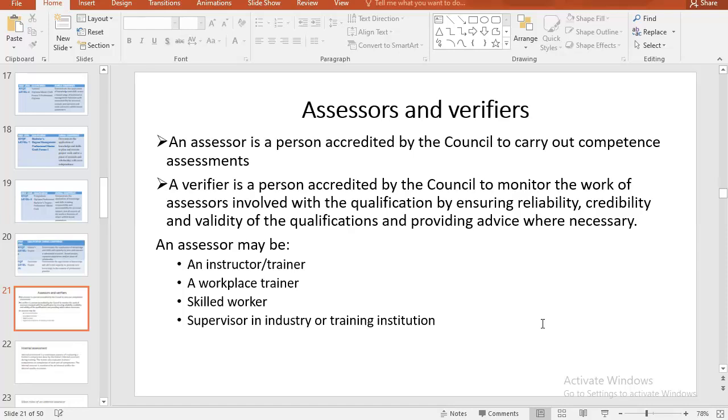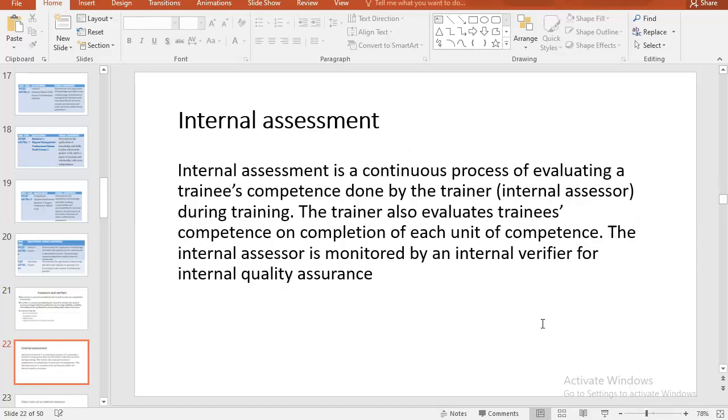So the next thing we talk about today is assessors and verifiers. And who is an assessor? An assessor is a person accredited by the council to carry out competence assessment. A verifier is a person accredited by the council to monitor the work of assessors involved with the qualification by ensuring reliability, credibility, and validity of the qualifications and providing advice where necessary. An assessor may be a trainer, that is an instructor, a workplace trainer, skilled worker, or supervisor in industry or training institution.